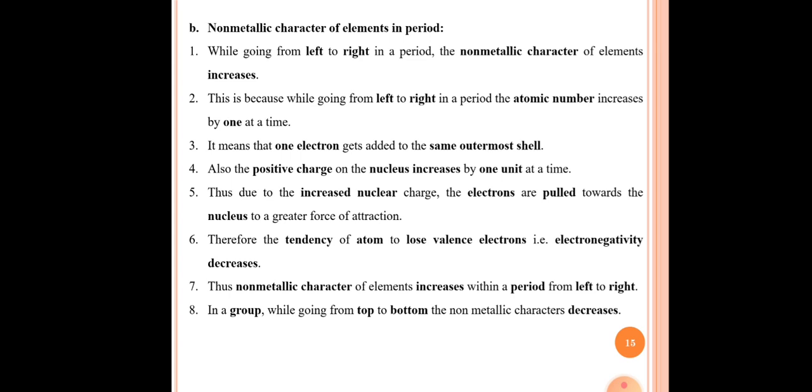The eighth point here is, in a group while going from top to bottom, the non-metallic character decreases. So this is the opposite point when we compare with the metallic character in a group. In a group while going from top to bottom, the non-metallic character decreases.